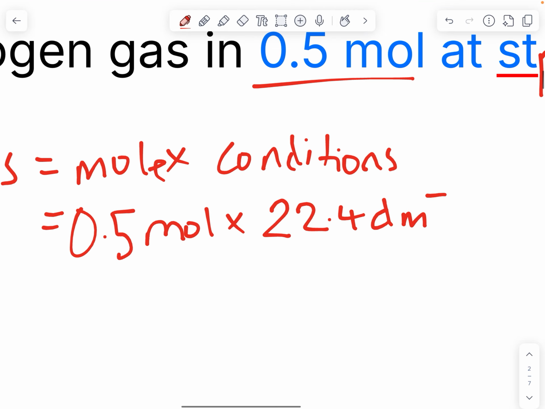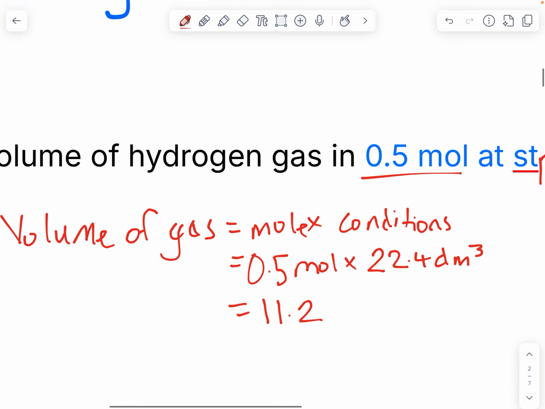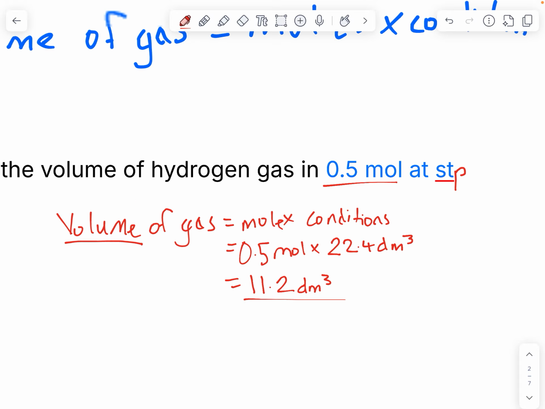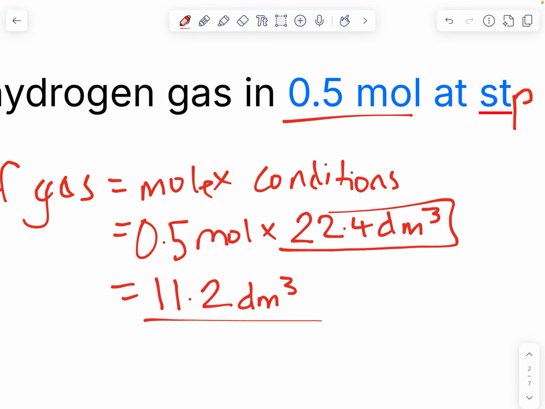Right, and now we solve. This answer is going to be 11.2. For the unit, it won't be mole per dm cube, because mole per dm cube refers to concentration. For gases we don't use that unit. Since we're solving for volume, the unit that you're going to simply use is dm cube. That's the only unit that relates to volume. So the answer is 11.2 dm cube. If we were to calculate the volume of hydrogen gas at RTP, we would simply just put 24 dm cube right here and we would solve for our answer.